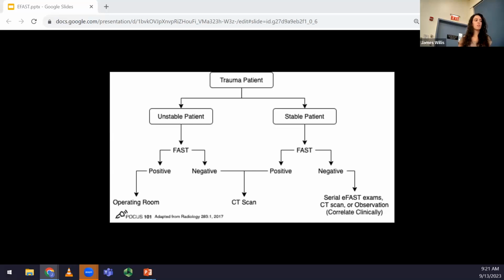For your stable patients, again, the FAST exam is helpful, but this isn't the primary usage for it. If a FAST exam is positive in a stable patient, you are still taking that patient to CT. There are injuries that you could miss, and it also gives you a better idea of where the specific injury is.